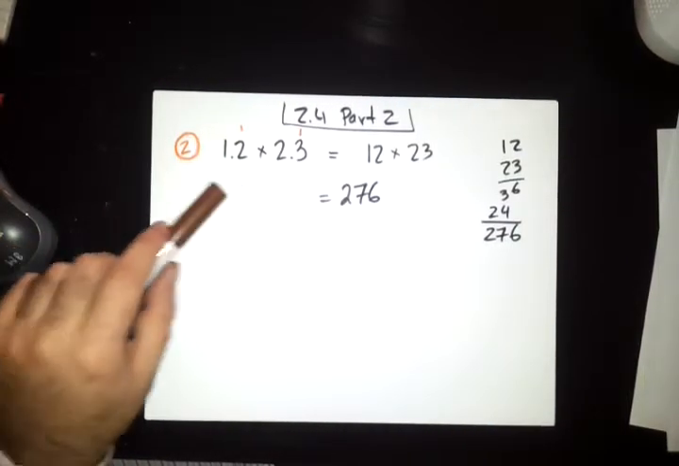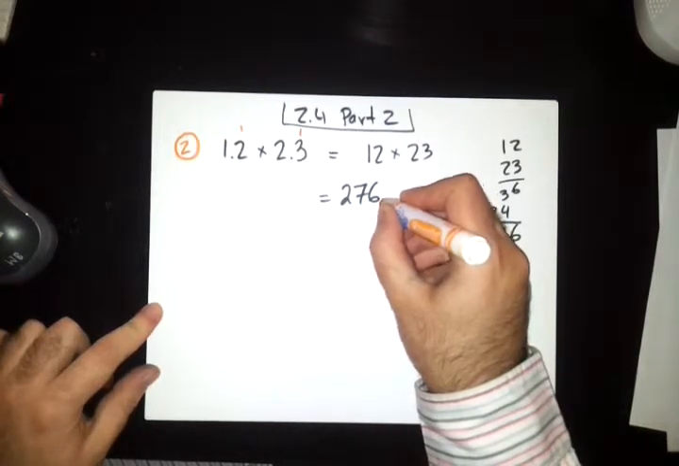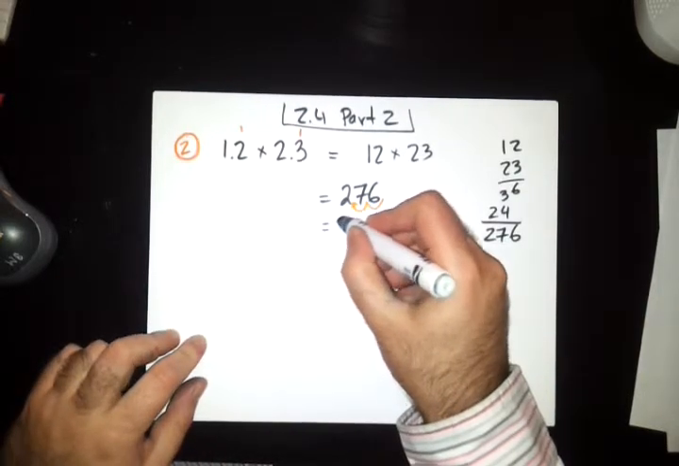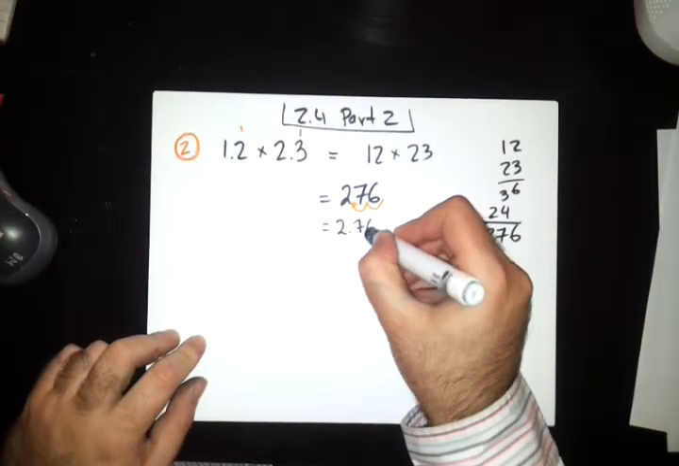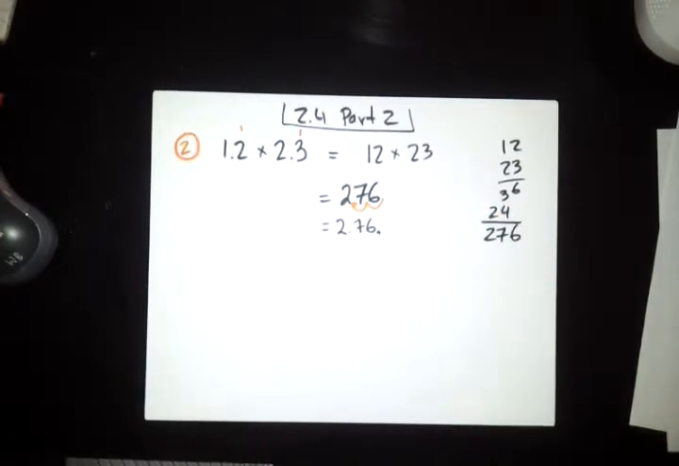Then you look at the number of decimals or numbers that you had after the decimal initially. You had 2, 1 and 2. And you add those decimals back to the answer. 1, 2. So your final answer is 2.76. Oop, there's no decimal there. Sorry.